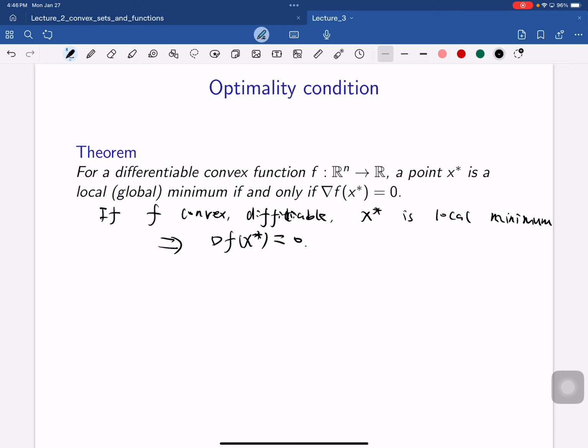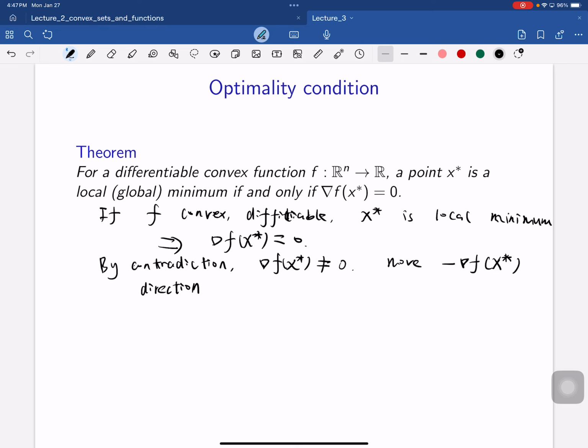So if you want to show that rigorously, you can use things like the mean value theorem, right? So by contradiction, if the gradient at x star is non-zero, you can move in, let's say, the negative f'(x star) direction, and then you can decrease the function value, right?